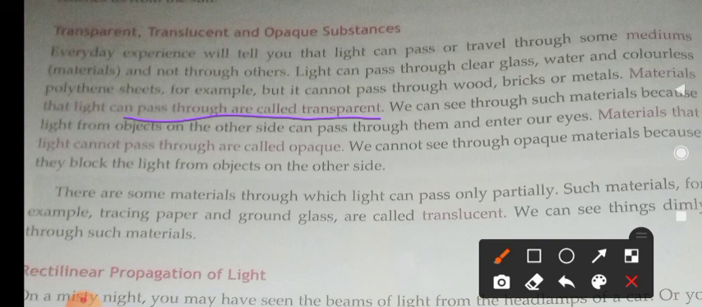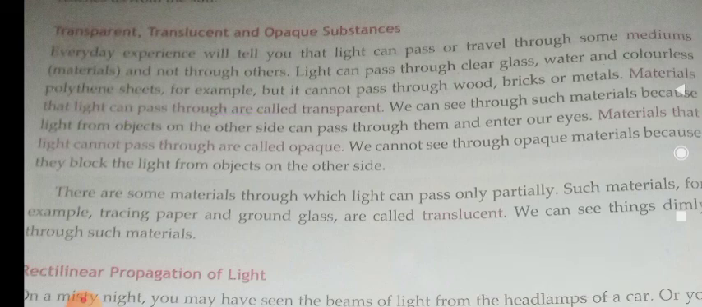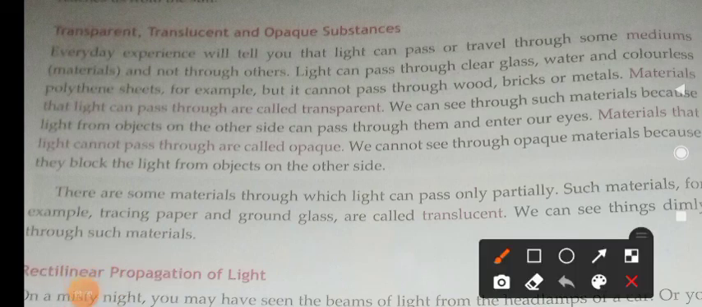Okay, and what about the other things? If you are not able to see the things which are present beyond the object, such objects are called opaque objects. That is, light cannot pass through them. For example, keep your palm very close to your eyes. Are you able to see the thing which is beyond your palm? No, you are not able to see, isn't it? So such an object is an opaque object, that is, light cannot pass through your palm. And they block the light.